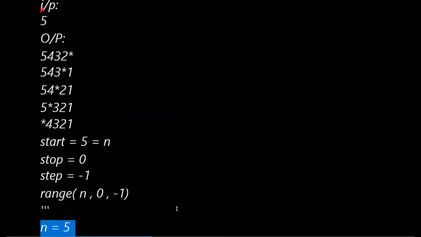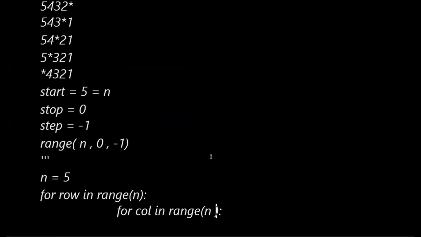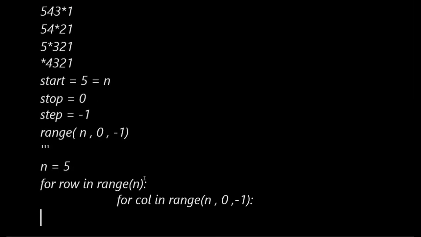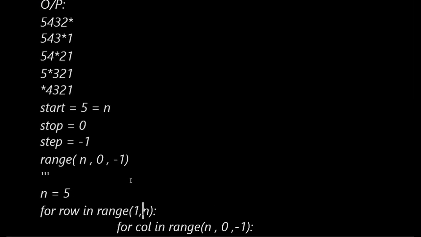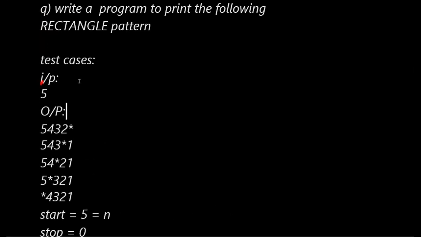So I just provide that range to generate the sequence n comma 0 comma -1. So it will provide me that sequence range. For each row, I want to move from 1 till n plus 1. That is nothing but 1 till 5, 1 till 6. So whenever the input is 5, I need to move till the fifth row. From the first row till the fifth row, I need to print.